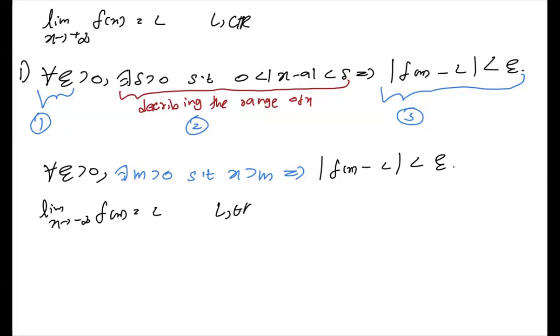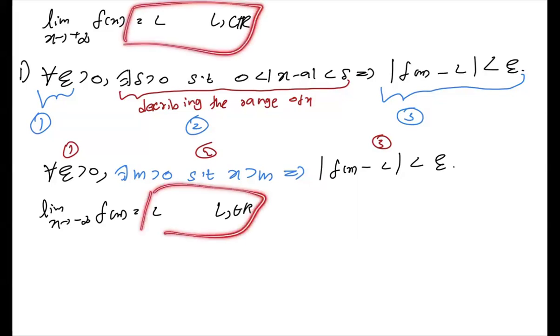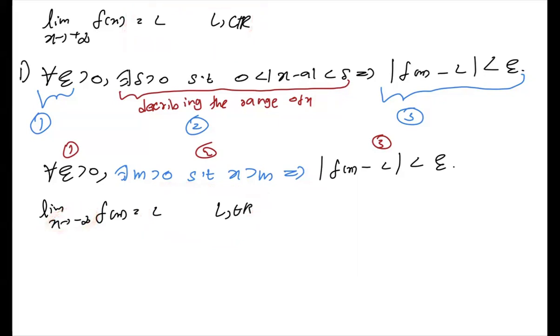Again, my L is a real number. Is it number 1, 2, or 3? Because this is number 1, this number 2, and this number 3. What part do I need to change? 1, 2, or 3? Again, 2. Because if you consider these two limits, these two parts are the same, and only my x changes.